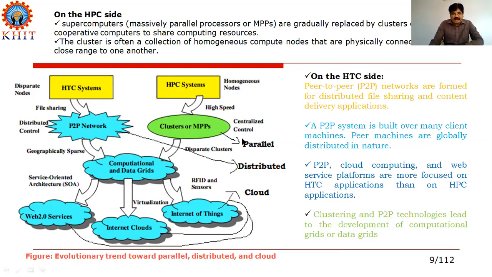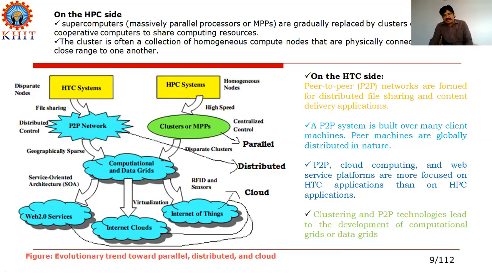So this is called working on the principle of parallel computing. On the other side, the HTC side, HTC stands for high throughput computing system. Here, the high throughput computing systems are connected to a P2P network. A P2P network works on the principle of distributed computing. P2P networks are formed for distributed file sharing and content delivery applications. A P2P system is built over many client machines, and the peer machines are globally distributed in nature.